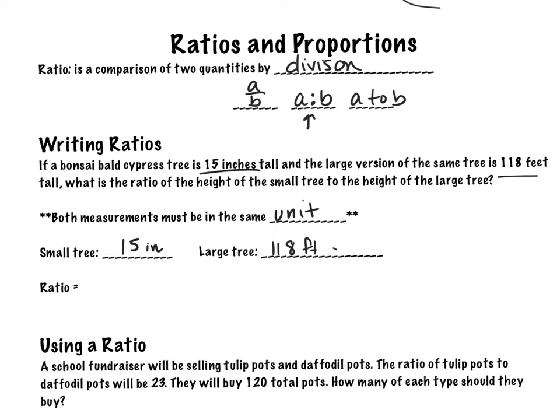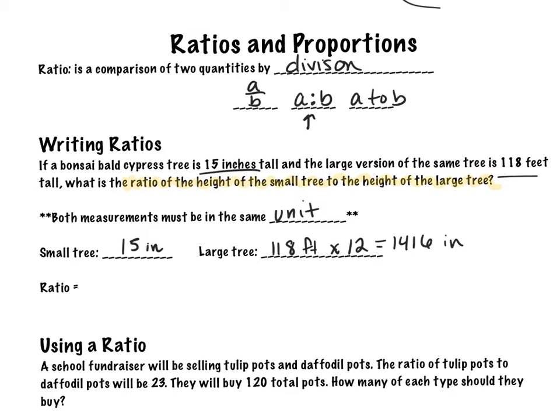How do I do that? I'm going to multiply by 12, so that gives me 1,416 inches tall. Now I have two measurements in the same unit that I can use. The key here, when I talk about writing this, is the way it's written out: ratio of the height of the small tree to the height of the large tree.